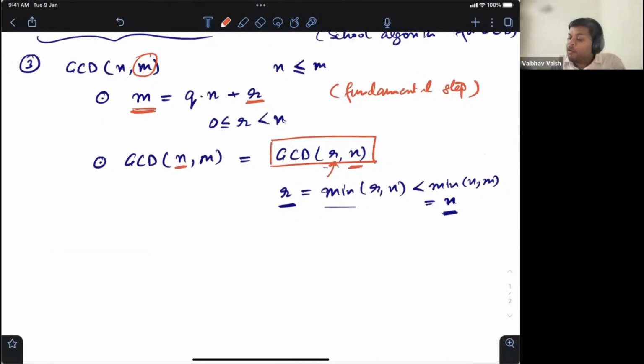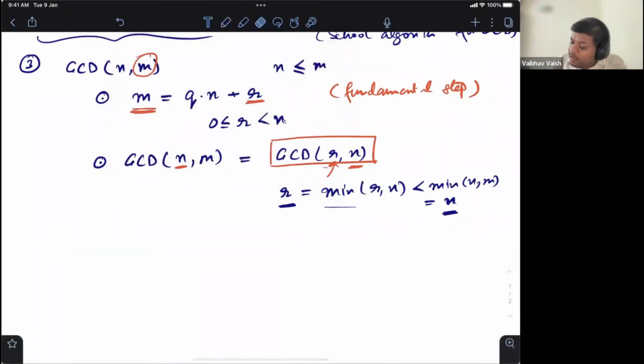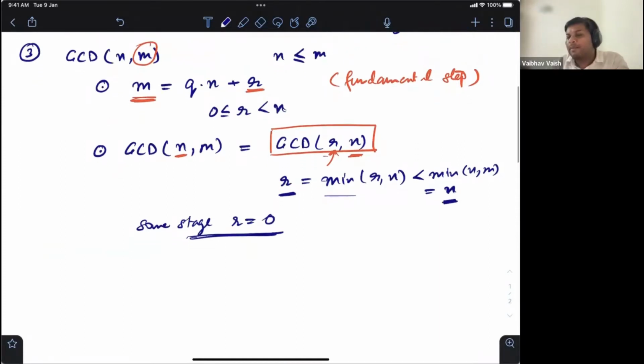Therefore, this algorithm does not run indefinitely. At some stage, R must become 0. It cannot keep going down and down. The number you are dividing by keeps becoming smaller and smaller, and therefore at some stage there should be no remainder, so that the next stage of division is not at all possible. You cannot divide by 0 after all.